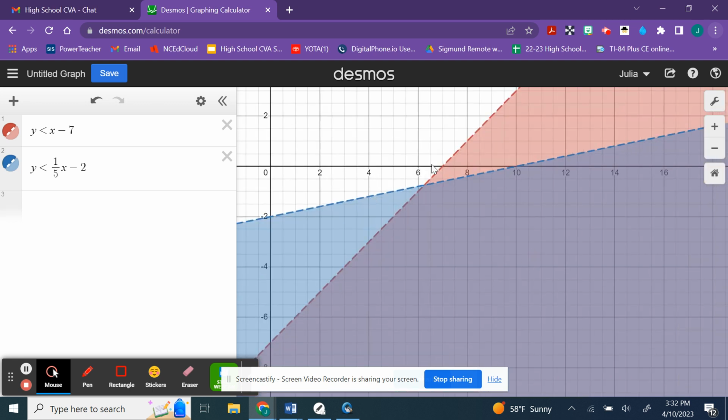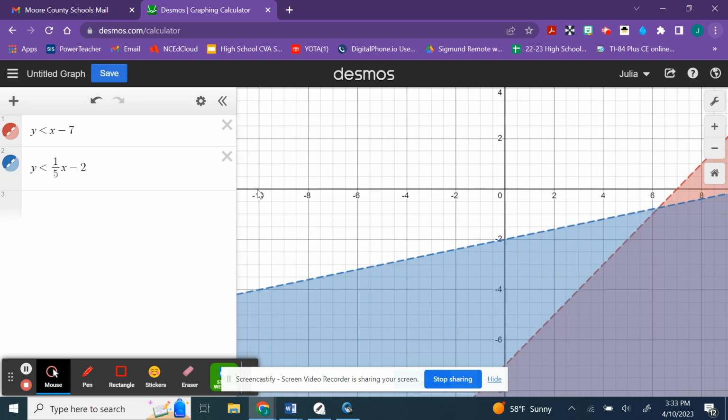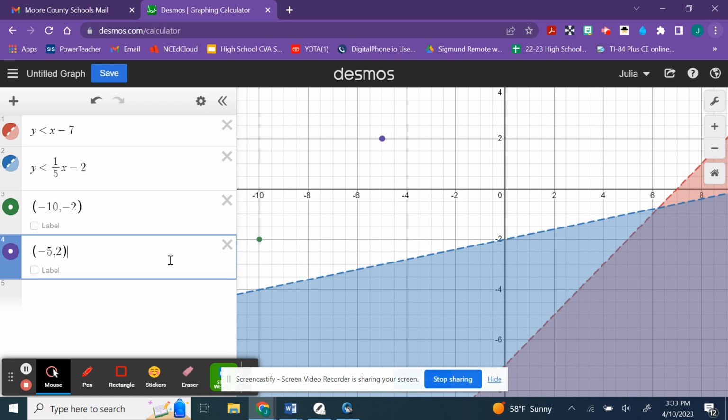And our choices were negative 10, negative 2. So if I go over here to negative 10, negative 2, that's here. We can put that in over here if we want to really discuss it. Negative 10, negative 2. That green dot is definitely not in the overlap. It's in none of the shaded regions, so that's definitely not one of them. Then we had negative 5, positive 2. Again, not in a shaded area, so that's not a thing. Then 10, 7.